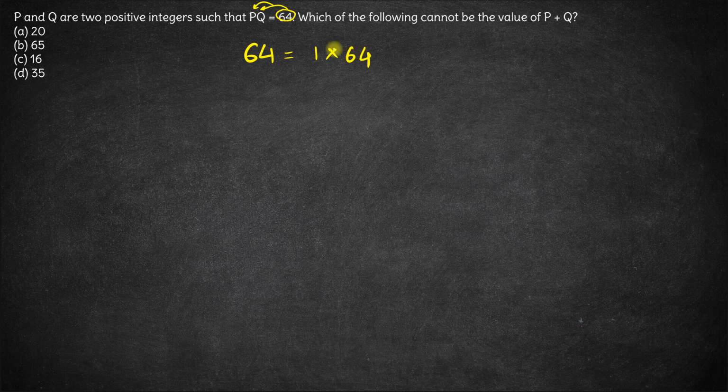So in this case, the sum of the integers, 65, is possible. The other way is 2 times 32. So here the sum of the integers was 65, here the sum of the integers will be 34. So from 65, the sum of the integers drops immediately to 34. So 35 is not reachable. Let's look at other possibilities as well.